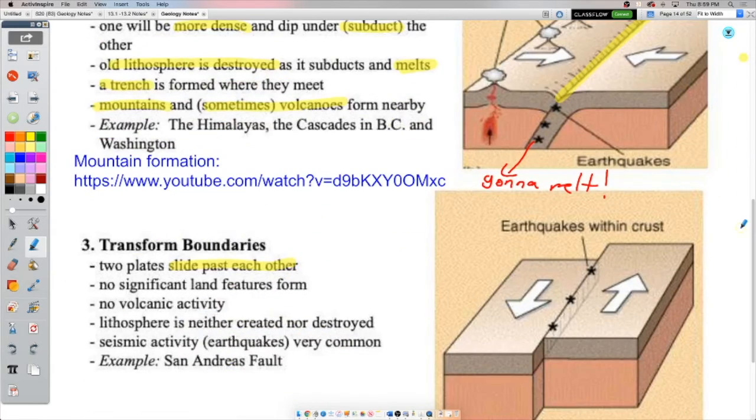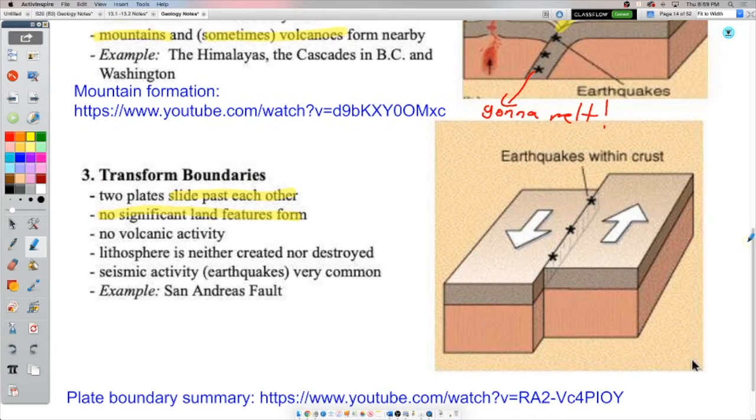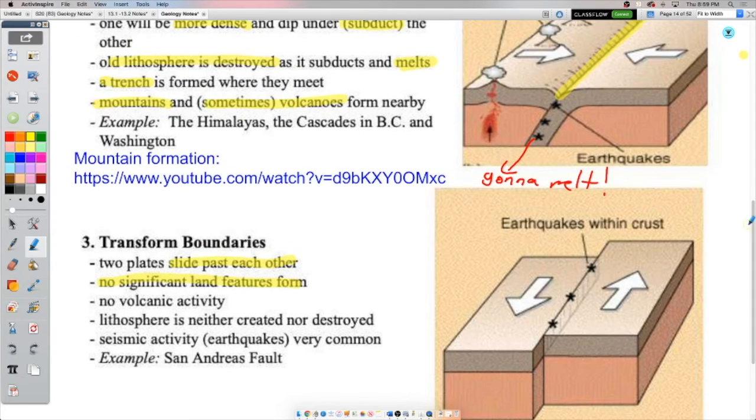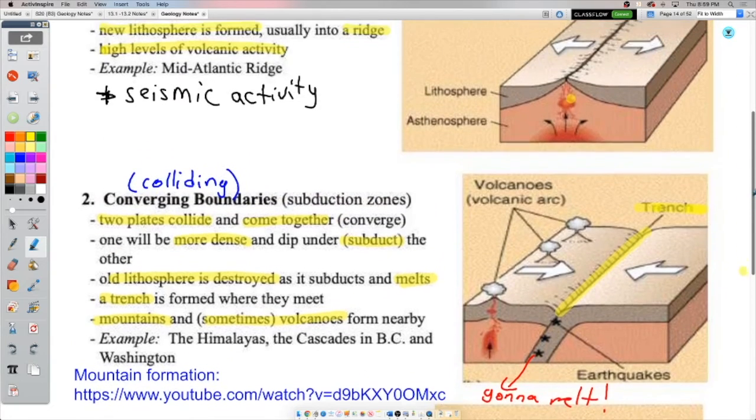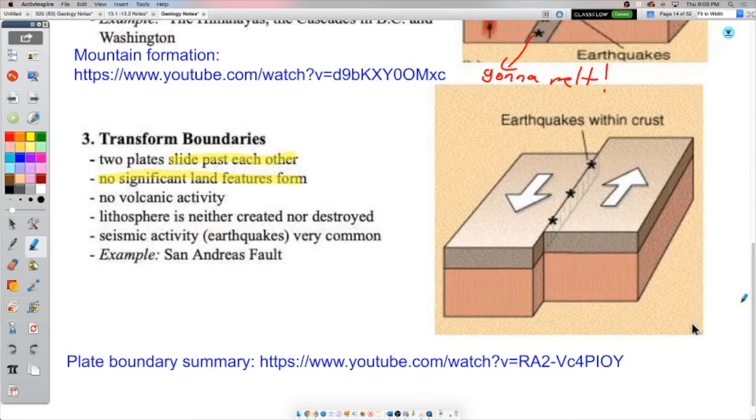However, if you take your hands and just rub them against each other like a transform boundary, you'll notice that there's really not any significant land feature forming there. It doesn't mean this is a boring place to be. Like in our converging boundary, we don't have the lithosphere going down to melt and form volcanoes. We also don't have a big volcano driving the whole thing. So it shouldn't be too much of a surprise that you will not have volcanic activity at a transform boundary. Okay, so at a transform boundary, no volcanoes.